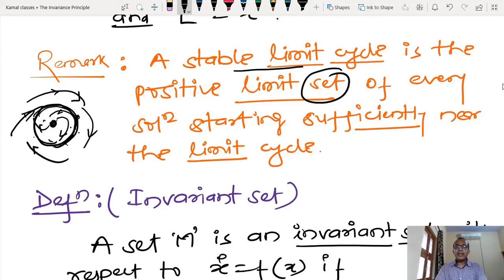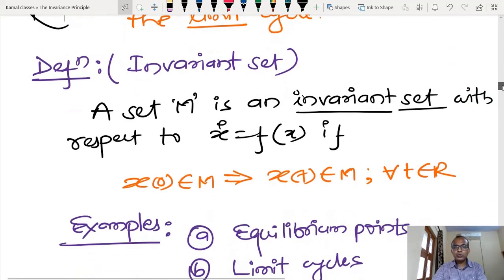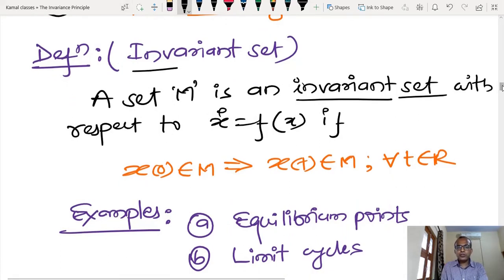That is the meaning. And I have already defined the invariant set, but here, just for completeness, I am going to define it again. So a set M is an invariant set with respect to x dot equal to f(x) if the initial condition x0 belonging to M implies that the whole future trajectory x(t) also belongs to M. Then we call it an invariant set. Okay, and obviously an equilibrium point and a limit cycle are both invariant sets. Why are they invariant sets? Can anyone comment on this? Anyone? Because if we start from that point, we are going to stay there. Okay, and due to that reason, that is an invariant set.